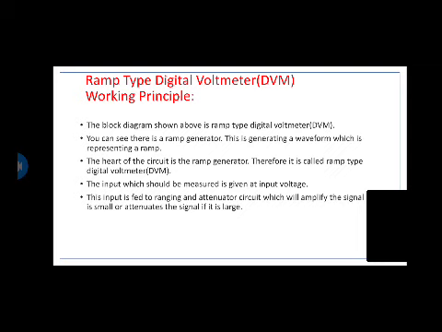RAMP type digital voltmeter DVM working principle. The block diagram shown above is the RAMP type digital voltmeter. You can see there is a ramp generator. This is generating a waveform which presents a ramp. The heart of the circuit is a ramp generator, therefore it is called RAMP type digital voltmeter. The input which should be measured is given at the input voltage. This input is fed to a ranging attenuator circuit, which will amplify the signal if it is small or attenuate the signal if it is large.